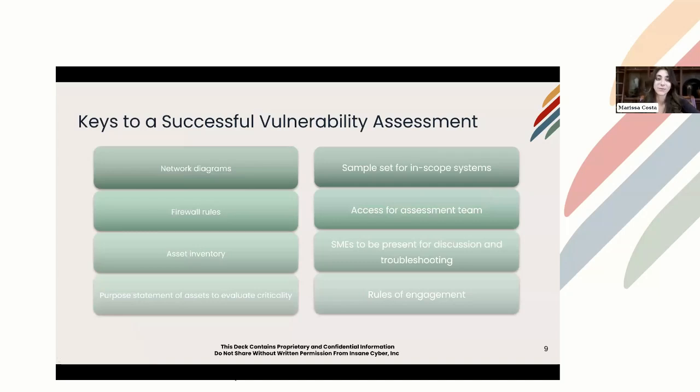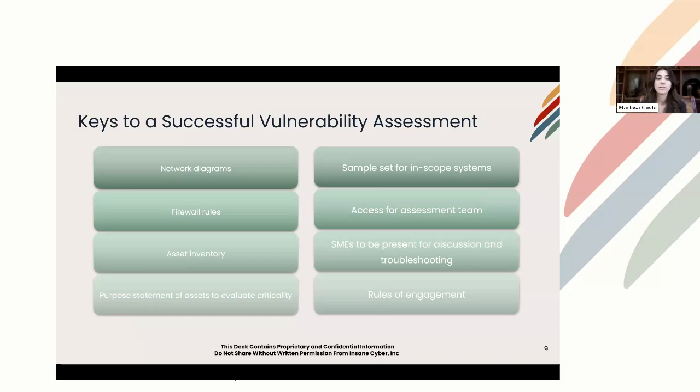So, keys to a successful vulnerability assessment. This is a very important slide for me. I can't tell you the number of times that I've gone on site for a vulnerability assessment, and oftentimes the first day or day and a half is thrown to the wind because an organization doesn't have things like the proper access for the team and key components like that that will really make an engagement successful.